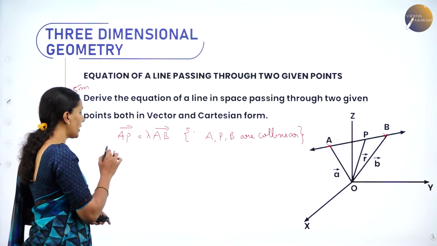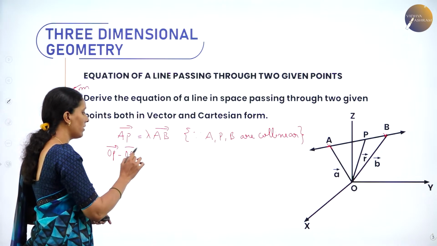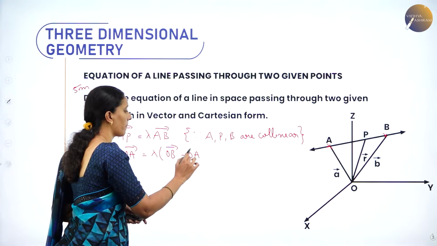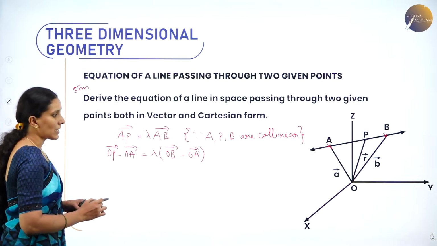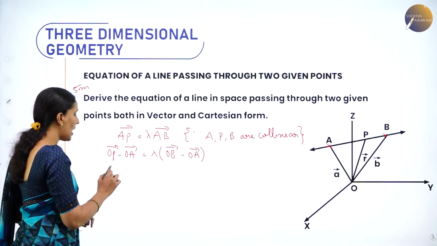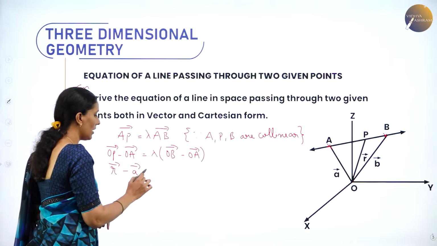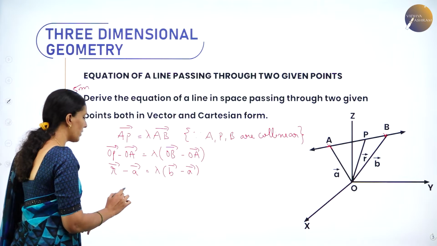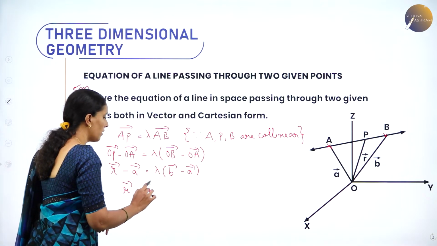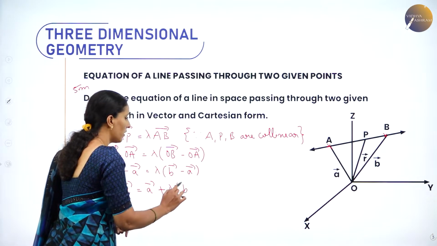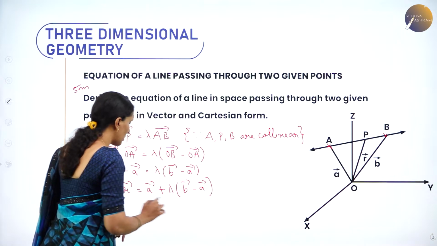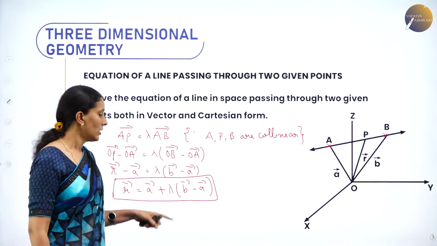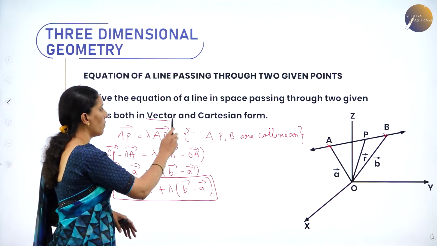Now, what is AP? AP can be written as vector OP minus vector OA, that is lambda into vector OB minus vector OA. So, now vector OP is nothing but vector R. So, vector R minus vector A is lambda into vector B minus vector A. Thus, we have vector R is equal to vector A plus lambda into vector B minus vector A. So, this is the vector form of the given equation of line. So, now we have arrived at the vector form of the equation.